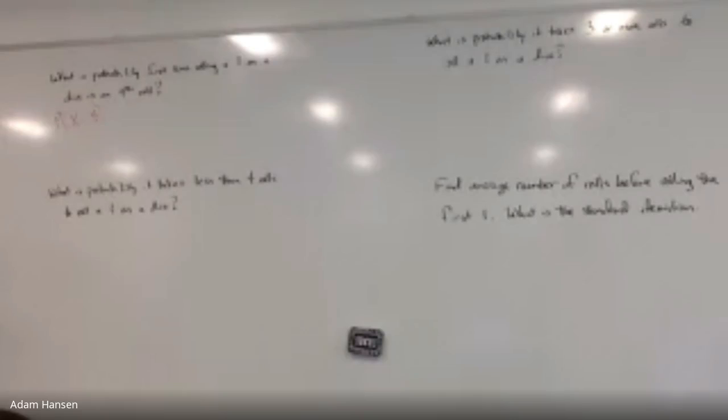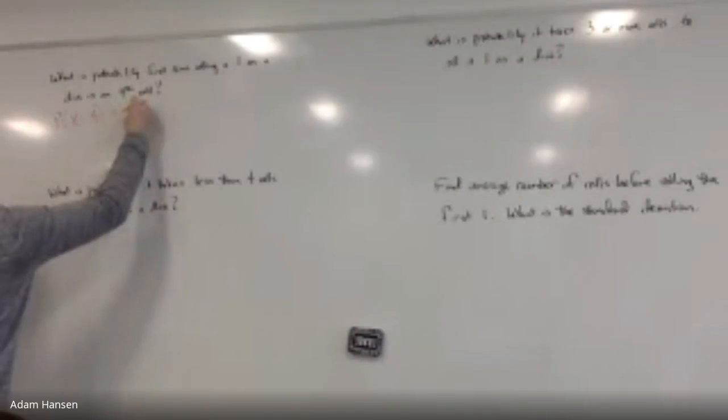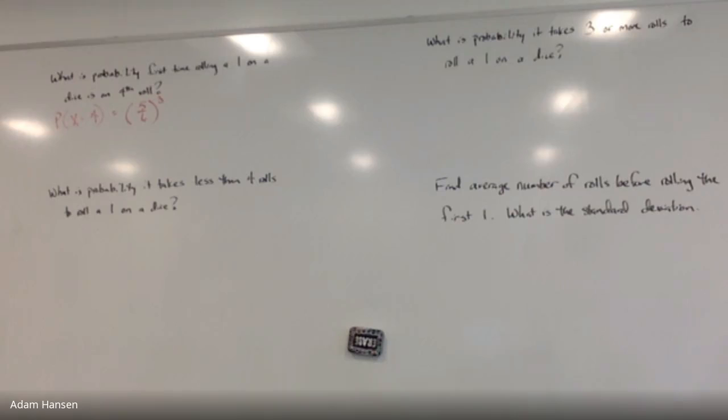What's the probability of not rolling a 1? How many numbers aren't 1 on a dice? So it's 5 out of 6 to the x minus 1, or 4 minus 1, which is 3. I don't roll a 1, I don't roll a 1, I don't roll a 1 for the first 3 times. I roll the dice. What happens on the 4th roll?